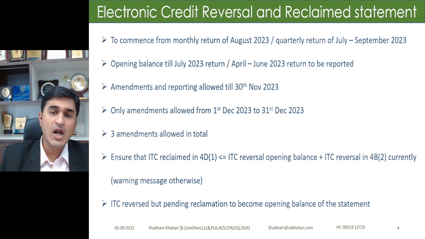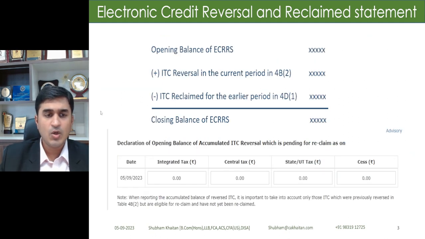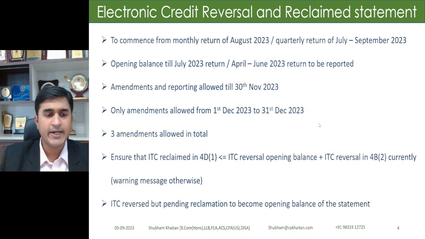This warning message would start coming in from August itself. If we have this data ready, we should make this declaration before the August returns so this warning message does not come in, to avoid any scrutiny in the future periods. But in any case, we need to do it by 30th November and amend it by 31st December at the maximum. So all we need to remember is that this closing balance should not become negative. Opening balance plus reversals minus reclaim should not be negative. If it is negative, we can expect this to form part of scrutiny notices in the future, and we might expect demands to come in because of this.